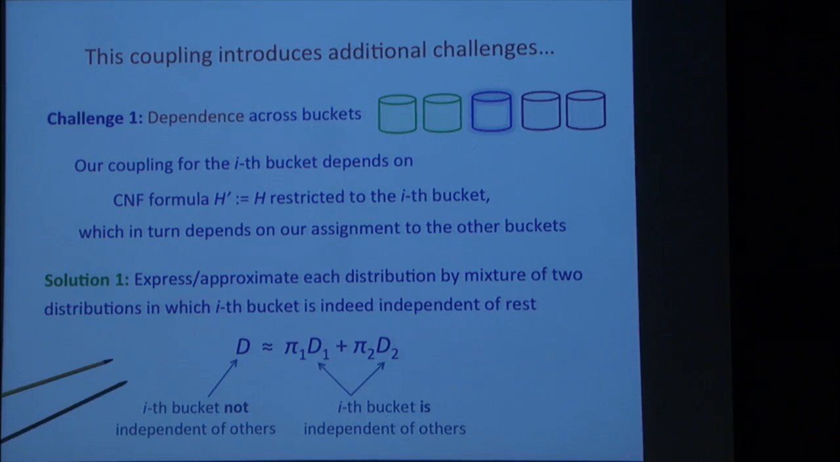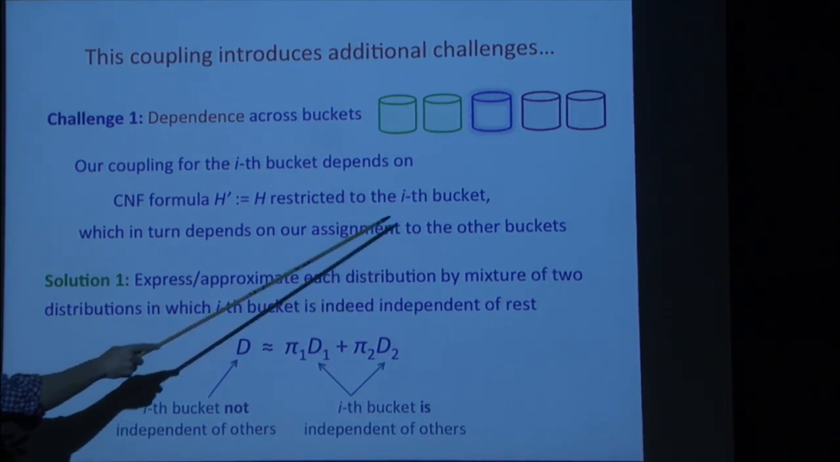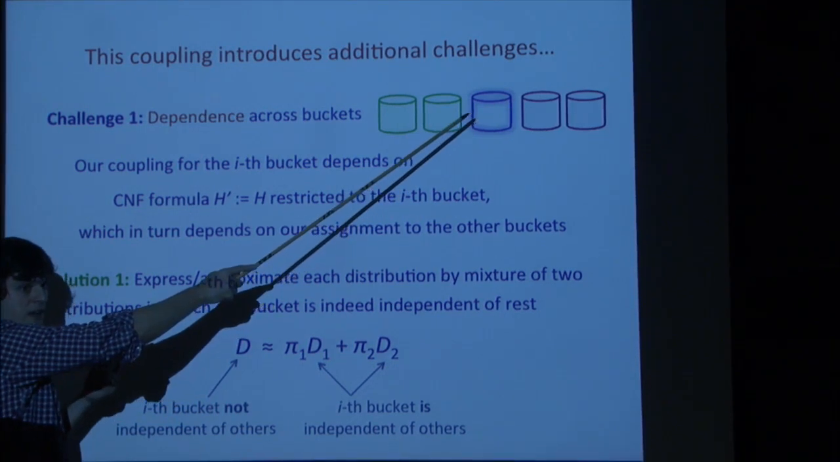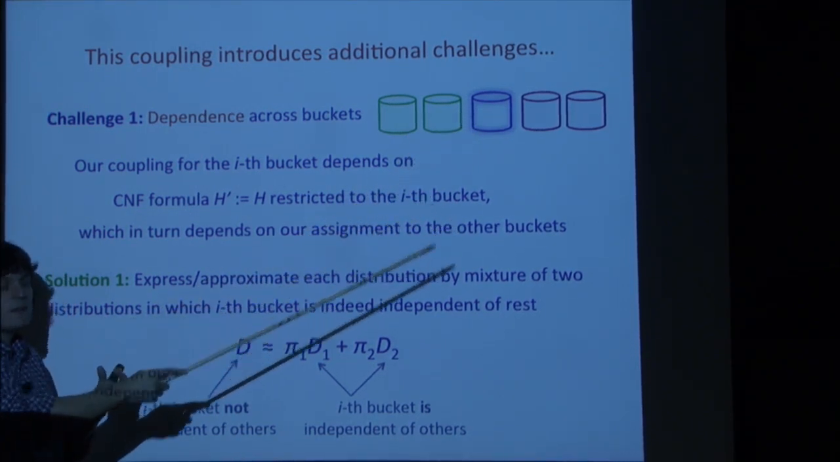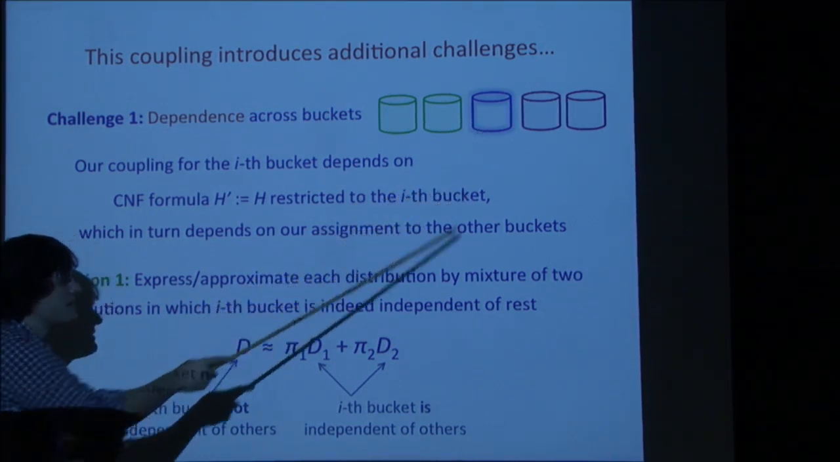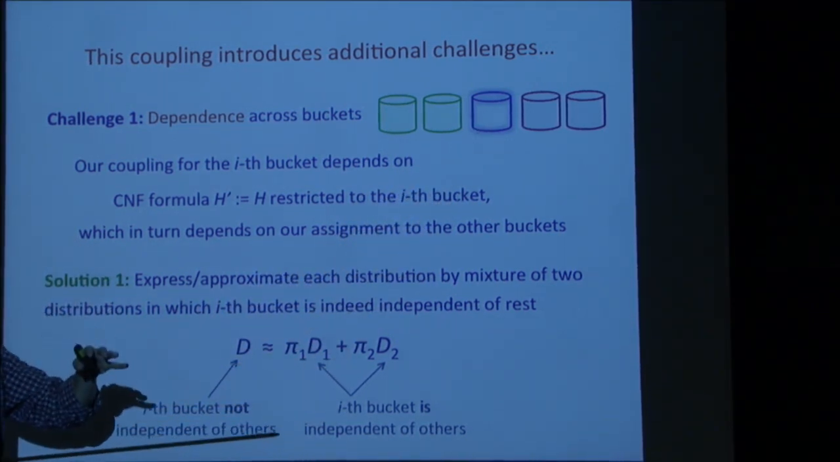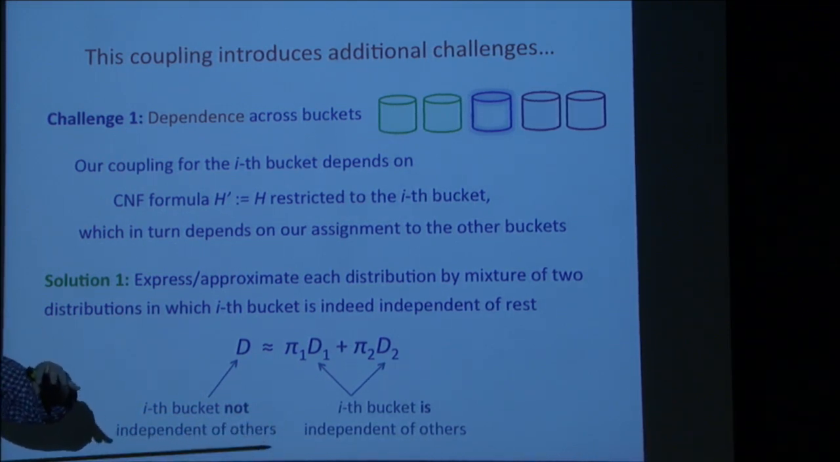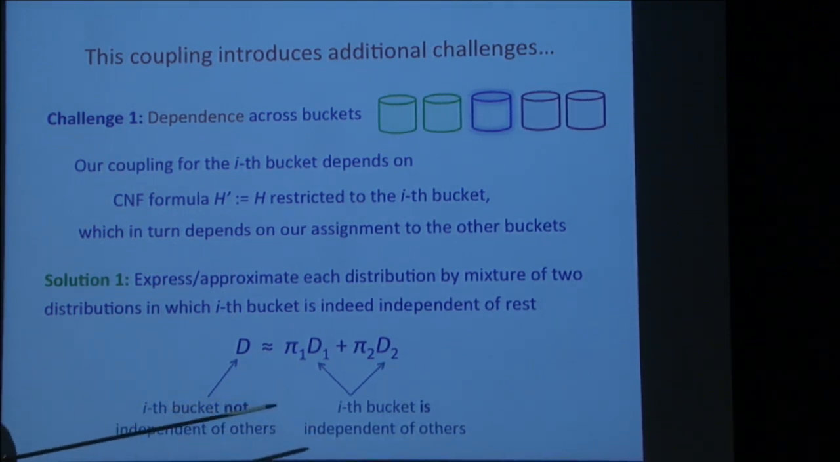How can I say this? Again, we're dealing with two distributions. The one distribution is where we fill in the ith bucket truly randomly. The other distribution is where we fill in the ith bucket pseudo-randomly. In the case of filling in the ith bucket truly randomly, we look at that distribution as a mixture of two distributions: one corresponding to when the CNF is true, the other to when it's false. In the case where we fill in the ith bucket pseudo-randomly, it turns out that we look at the distribution as corresponding to a mixture of three distributions.